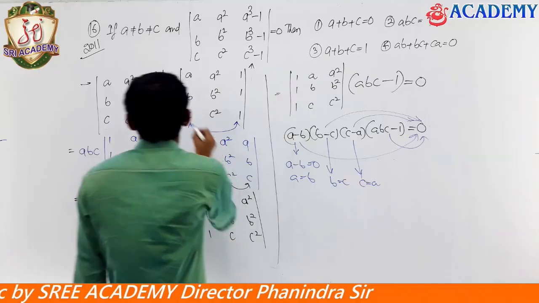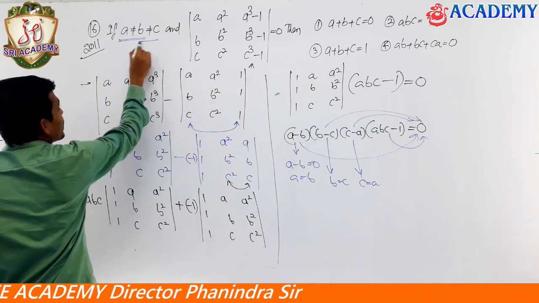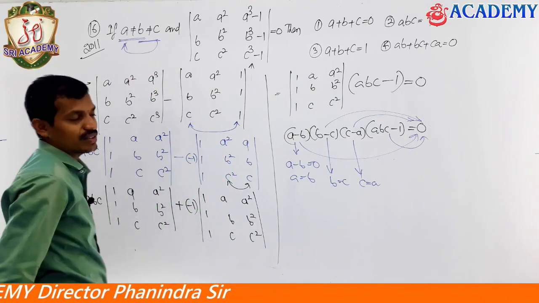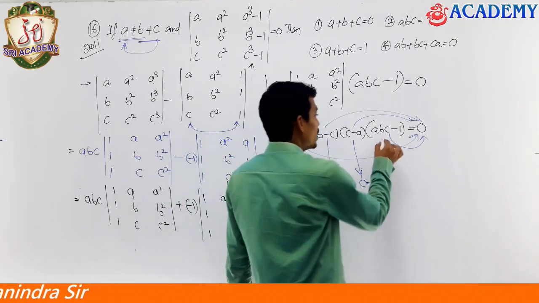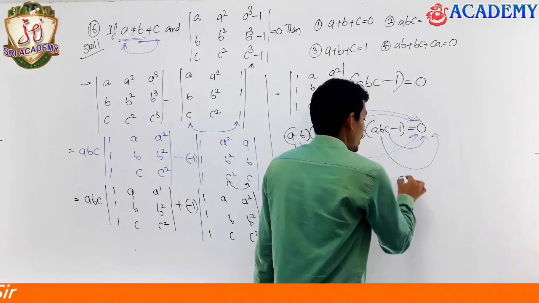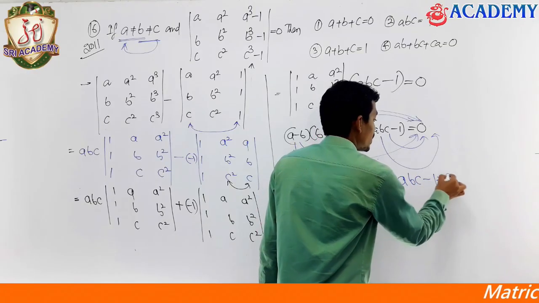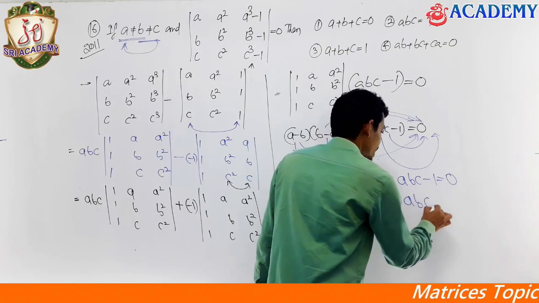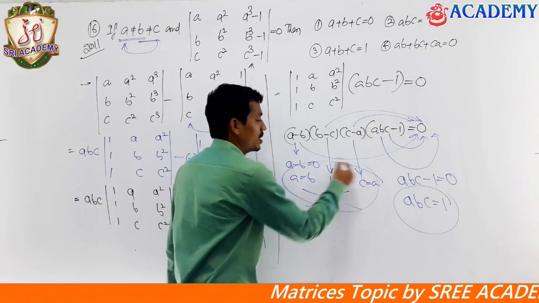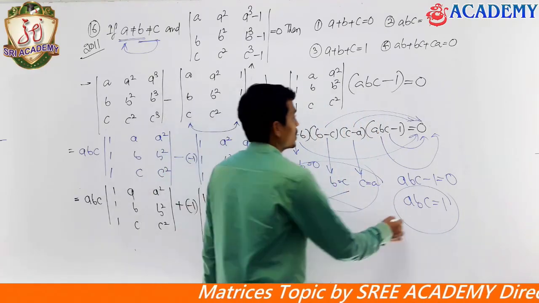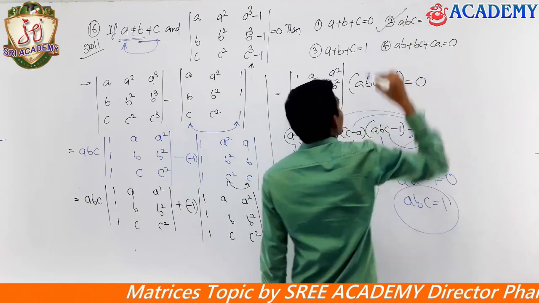But given A not equal to B, B not equal to C, C not equal to A. That means indirectly this condition is not satisfied. Only this is going to be ABC minus 1 equal to 0. Compulsorily ABC equal to 1 only. These values are not always ABC equal to 1. Here we have ABC equal to 1.